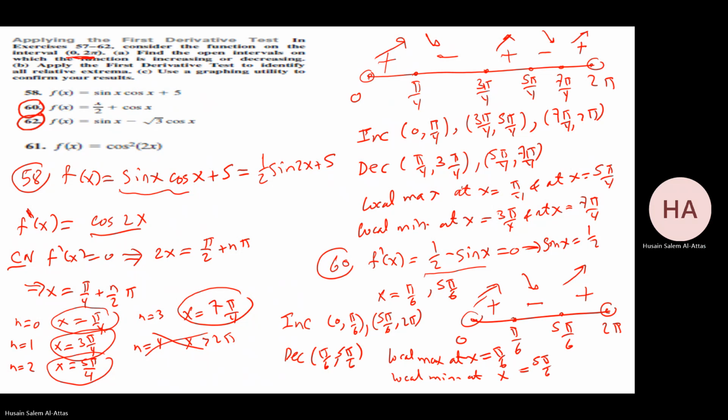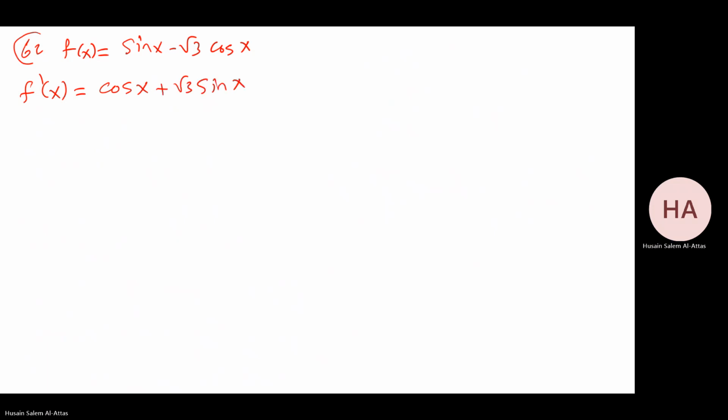Okay. Now let me do the next one, 62. F of x equals sine x minus the square root of 3 cosine x. The domain is 0 to 2 pi. No worries. F prime will be cosine x plus square root of 3 sine x.